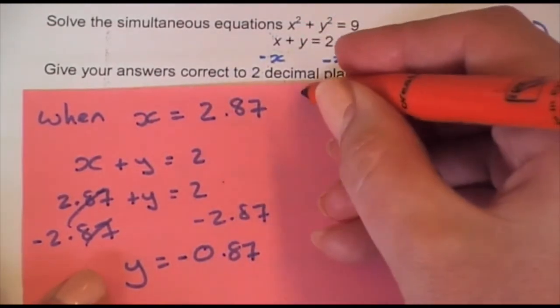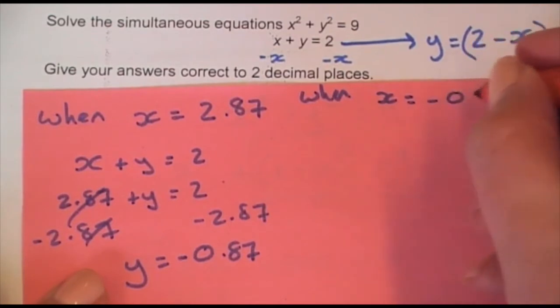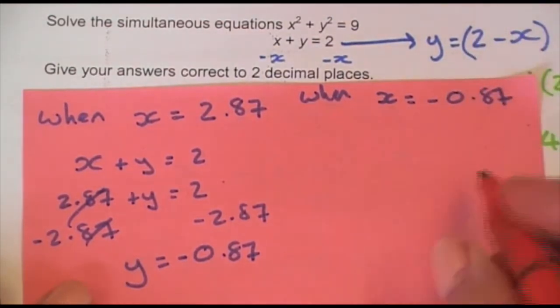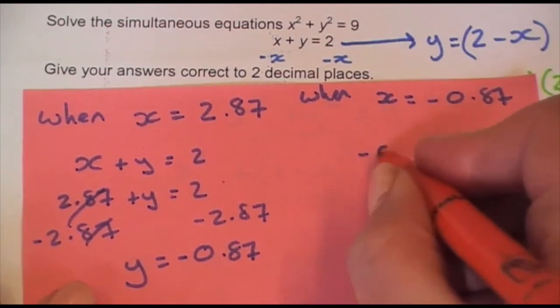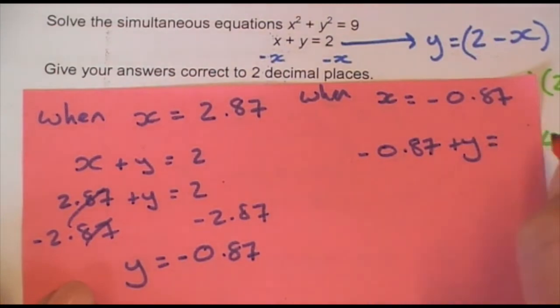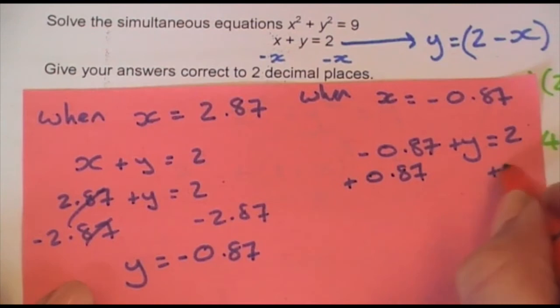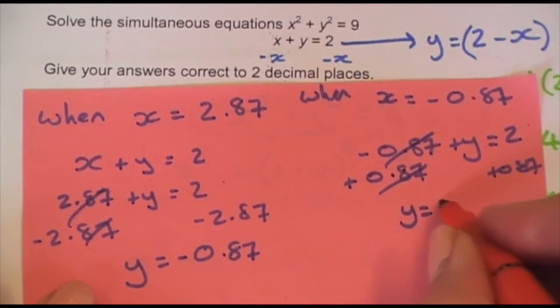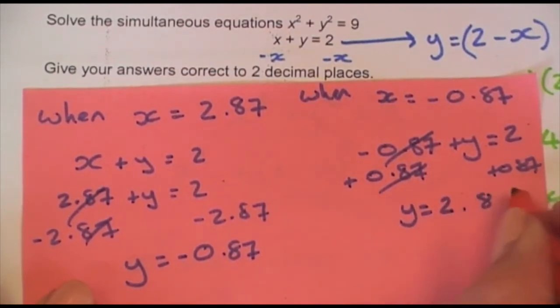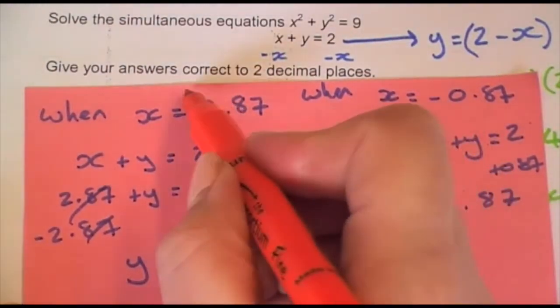And then the other one is when x equals negative 0.87. I'm going to substitute that in. So I've got negative 0.87 plus y equals 2. I need to add 0.87 to both sides. And that leaves me with y equals 2.87. So I'm going to finalize and summarize my solutions.